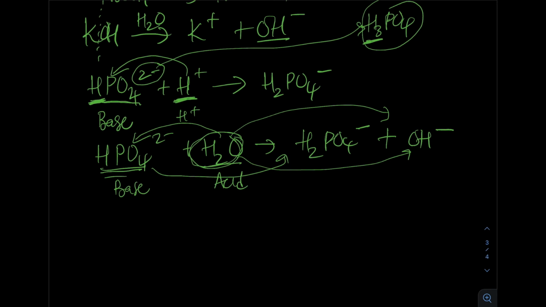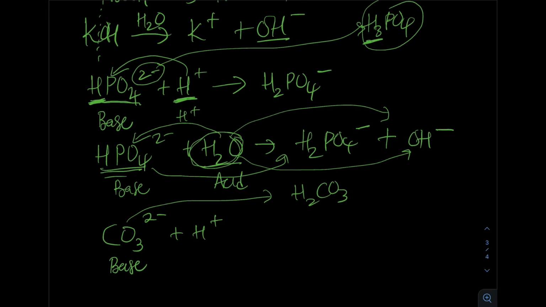Let's look at another example, guys. Let's take the carbonate ion. The carbonate ion, when you add a proton into it, that means it will be a base. It has 2 spaces. Remember, guys, that this comes from carbonic acid. Carbonic acid is one of the weak acids, and it is one of the diprotic acids.